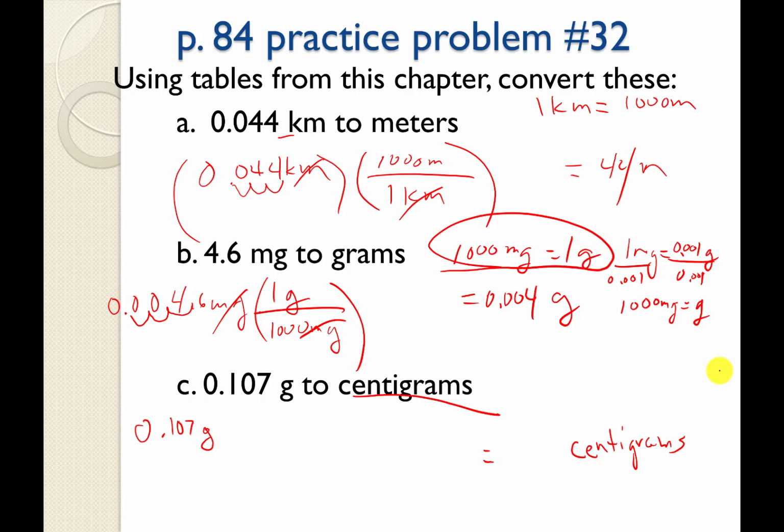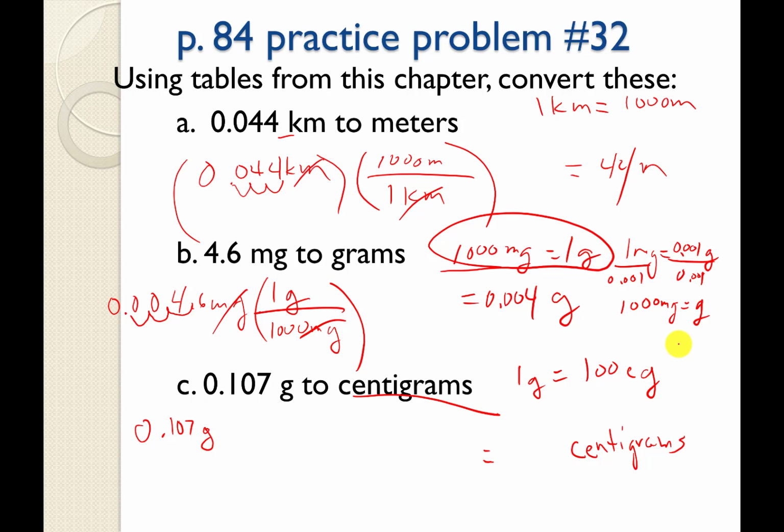All right, we need to come up with a conversion factor. How do we get from grams to centigrams? All we need to do is figure out how many centigrams there are in a gram. So 1 gram, it's just like a centimeter you can think of. Okay, centi means 1/100th. So we could say 1 gram equals 100 centigrams. I'm just going to put CG there.